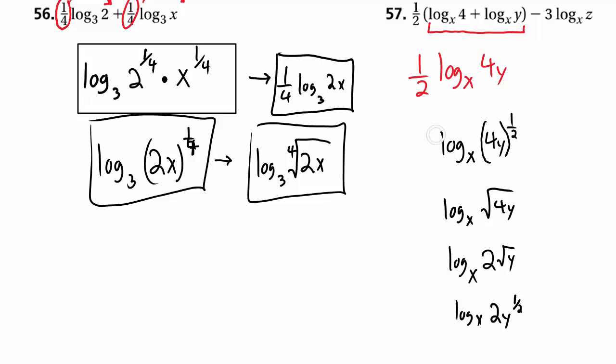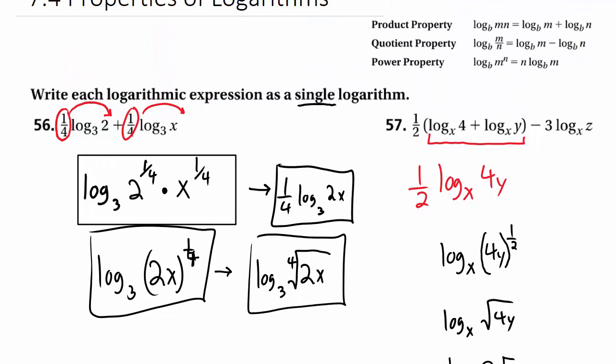So if you're going to go through the trouble of putting the 1/2 power there, it makes sense to simplify the radical. Now we're going to introduce this second part. Remember, the base of all of these logs is x. That's what allows us to use this property. This separated subtraction can be written as a division, so we can write it with the 3 log z right here.